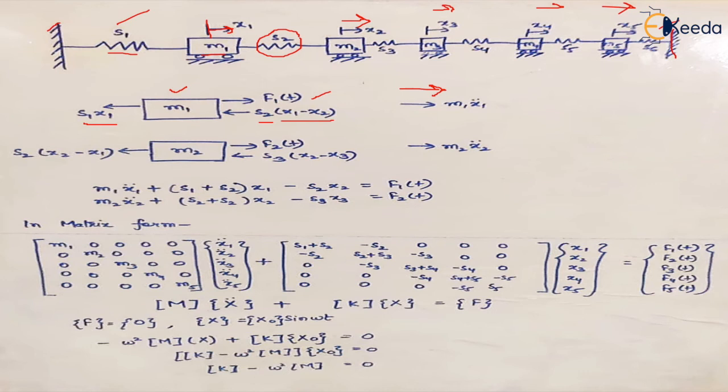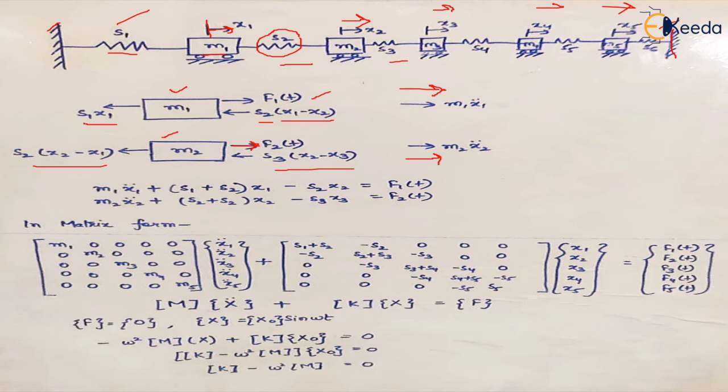Now we plot a free body diagram for mass m2. This mass m2 is again attached to two springs, 2 and 3, so it will have two spring forces along with the relative displacement. So this is S2 into (x2 minus x1), and this is S3 into (x2 minus x3). And if some external force is applied on this body, let's say it is F2(t), and the direction of m2 x2 double dot is the same as the direction of displacement and velocity of the system.